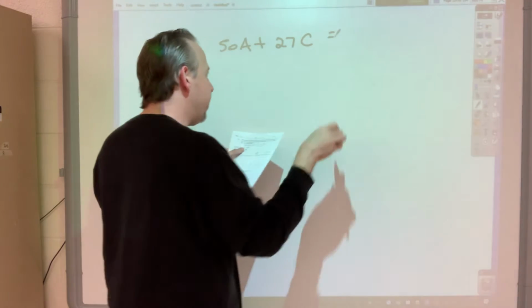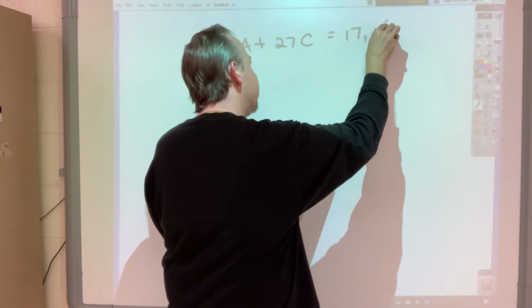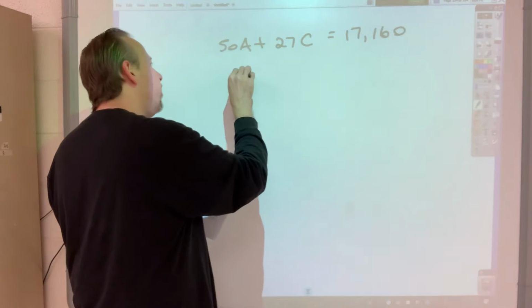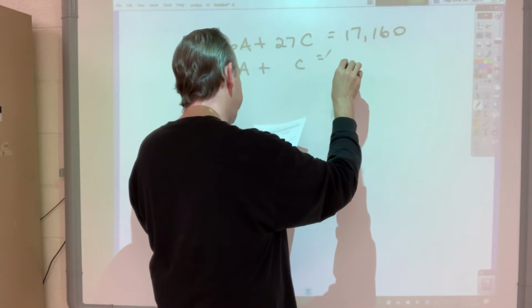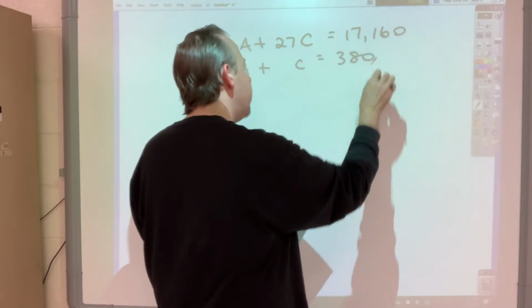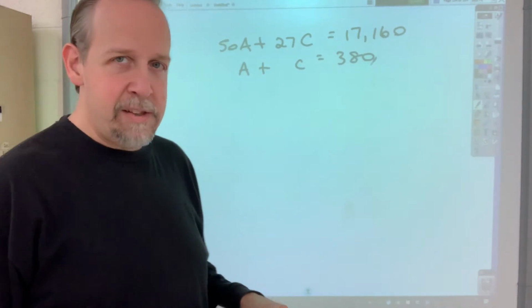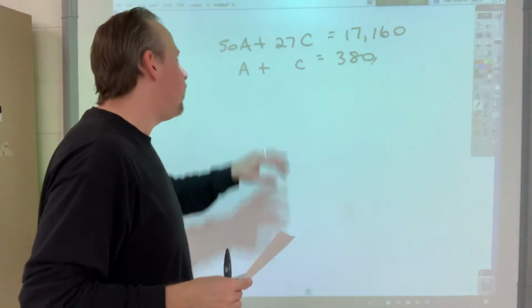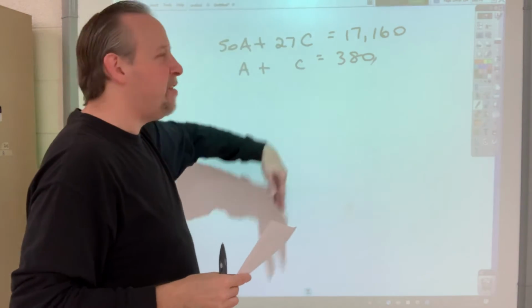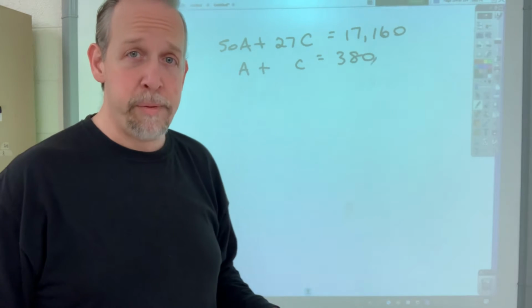It was $27 for a child dinner, 27C. It says we collected $17,160, and the adults and children together added up to a total of 380 people. If you write the system, it's easy enough. Some of you guys were trying to solve this, but not correctly. You were just adding 51A, 28C. That's not how you solve a problem.